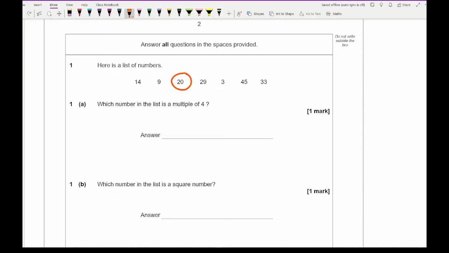Then for B, it says which of these numbers in the list is a square number. So again, going through your square numbers now. If you're not able to recall them and you're not too sure, then just go through 1 squared, 2 squared, 3 squared, 4 squared with the answers, and stop when you get to one of these answers. The one that you want to circle therefore is going to be 9, so we just need to write the number 9.